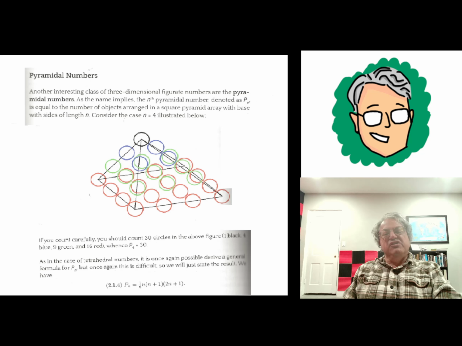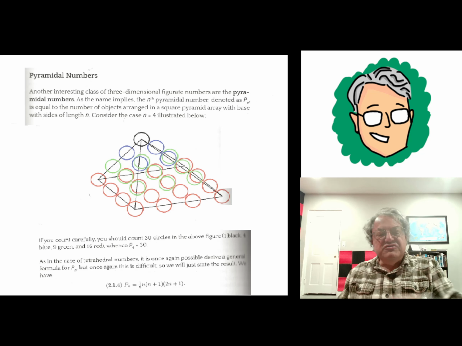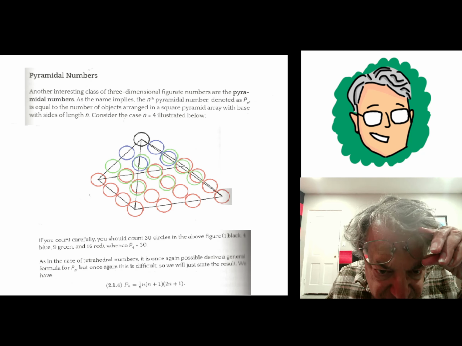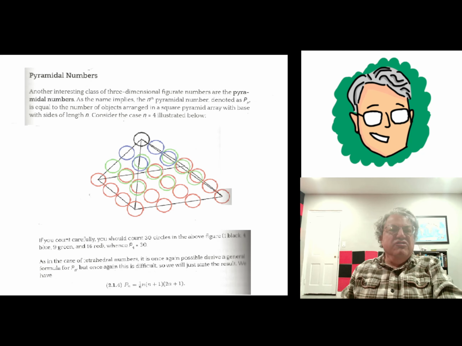And again, there's a formula. I don't want to derive it here, but the formula for script p sub n in this case is 1/6 times n plus 1. I think it's actually 1/3. Yes, 1/3 times n plus 1 times 2n plus 1. I think it is 1/6. Let me just look at this. I think it is 1/6.